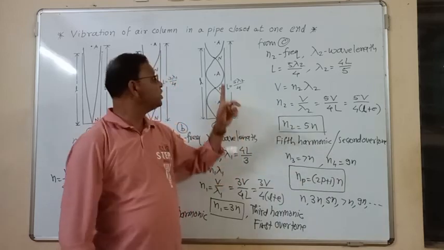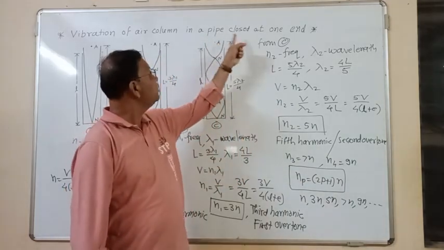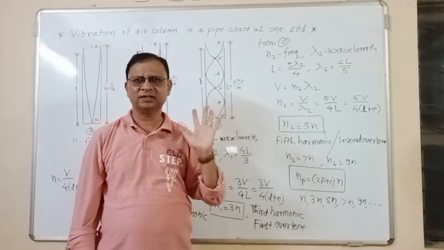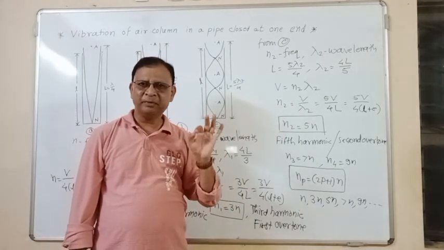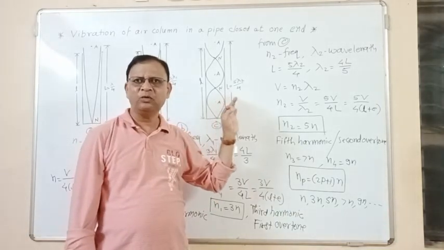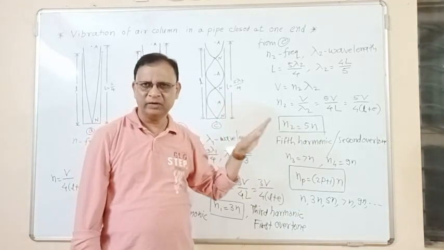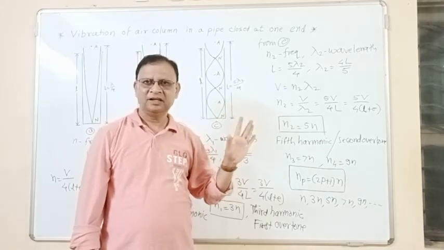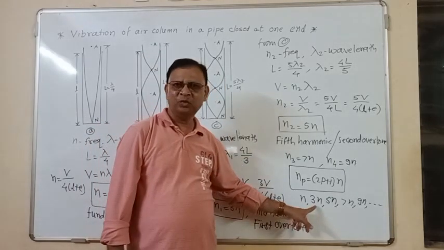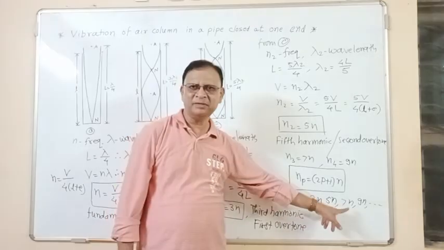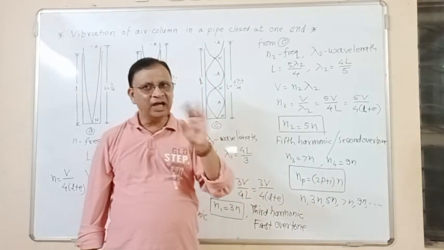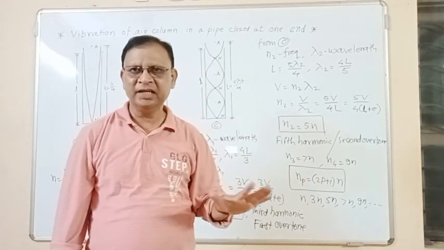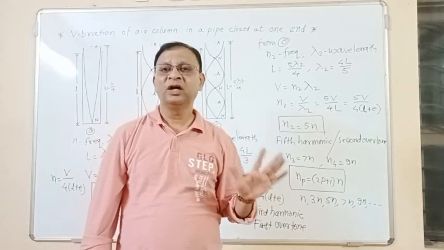So vibrations of an air column in a pipe closed at one end consist of only odd harmonics. Odd harmonics are present in the case of a pipe closed at one end, and even harmonics are absent. 2n याच्यामध्ये आहे का? नाही. 4n याच्यामध्ये आहे का? नाही. 6n याच्यामध्ये आहे का? नाही. म्हणजे जे इव्हन हार्मोनिक आहेत ते याच्यामध्ये असत नाही. Even harmonics are absent in the case of vibration of a pipe closed at one end.